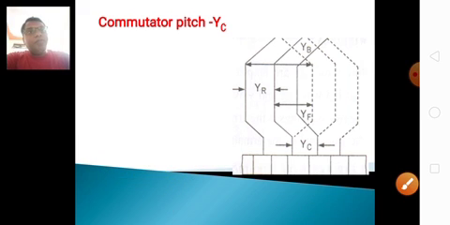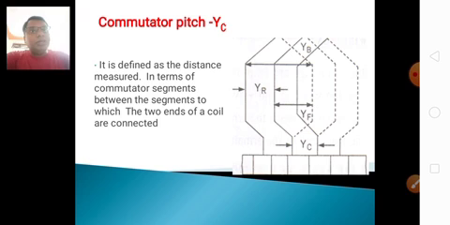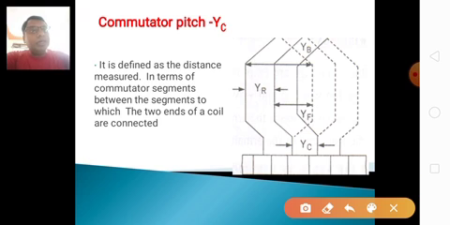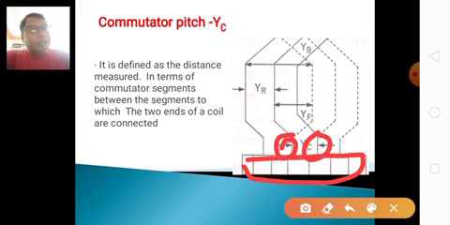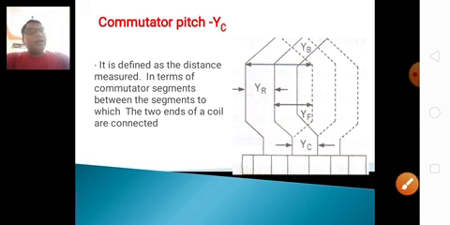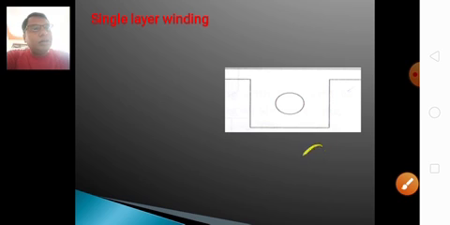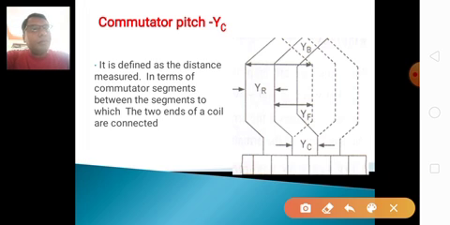Next, commutator pitch. It is defined as the distance measured in terms of commutator segments. See here, this is one segment and this is another on the commutator: segment 1, segment 2. The difference between these two is known as commutator pitch. It is the distance measured in terms of commutator segments between the two segments to which the two ends of the coil are connected. This is the first coil and this is the second coil, and the difference is known as commutator pitch, denoted as YC.